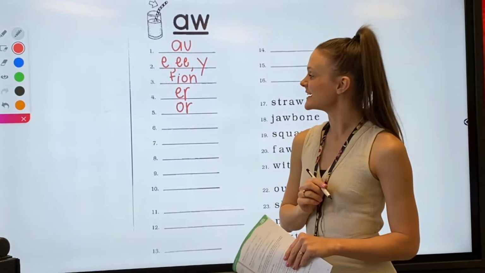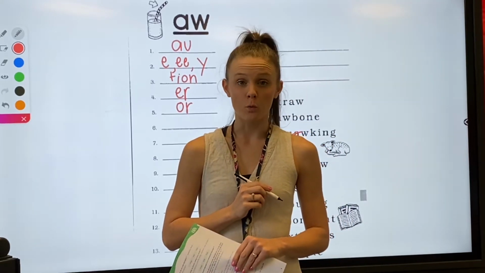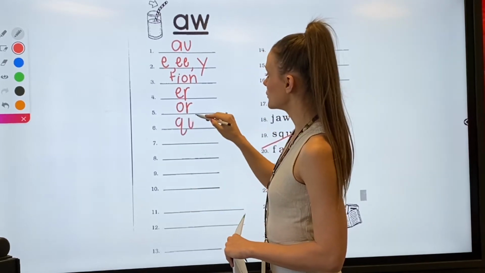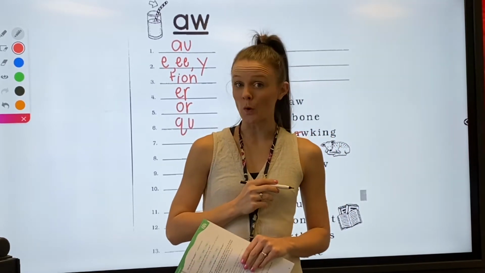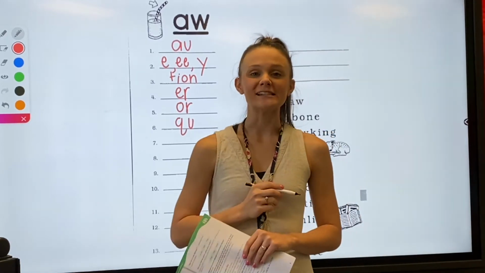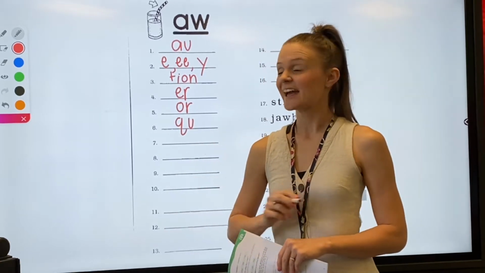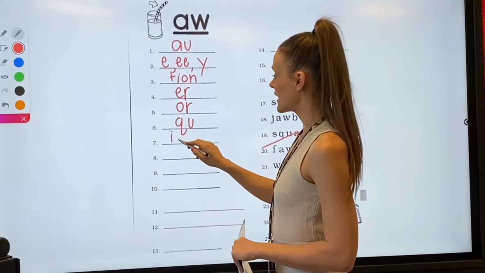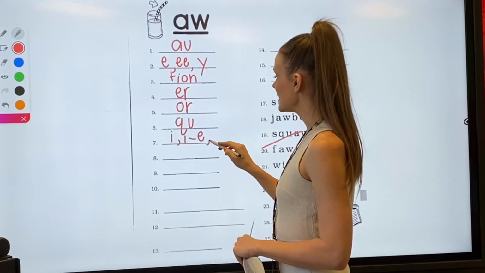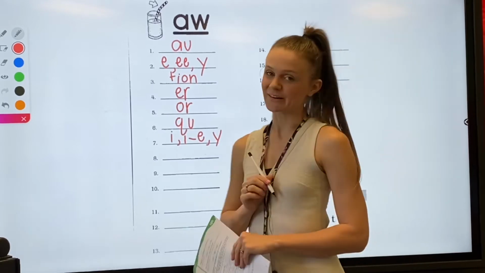For number six, my letter sound is qu. Qu. Q-U combination makes the qu sound. For number seven, my letter sound is long I. Letter I makes the long I sound. I consonant sneaky E, and letter Y can make that long I sound.